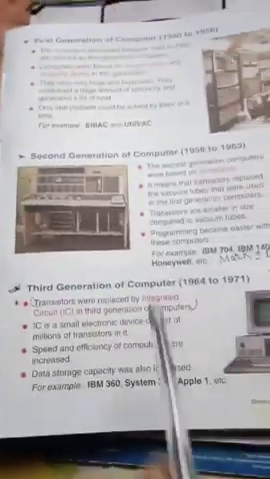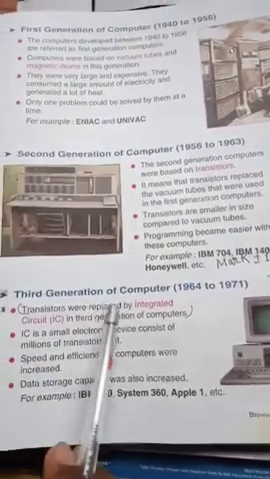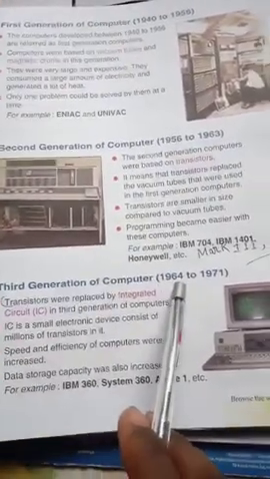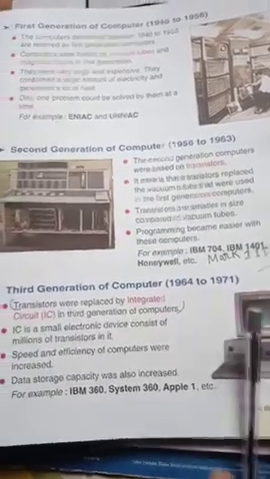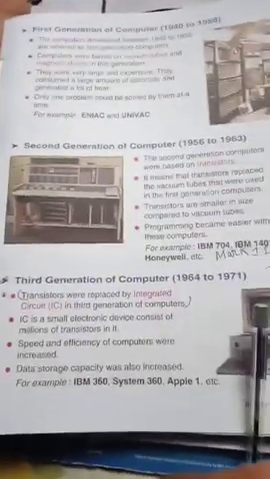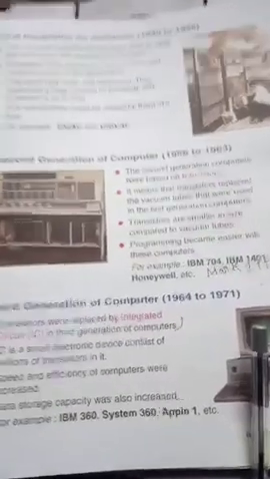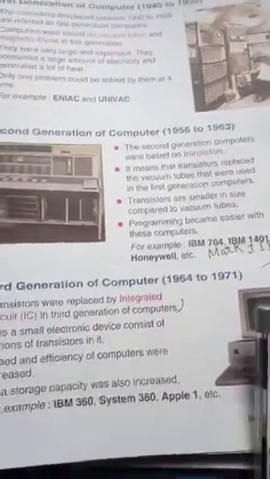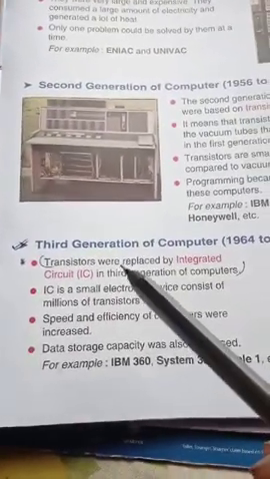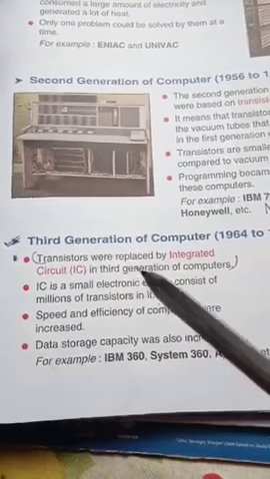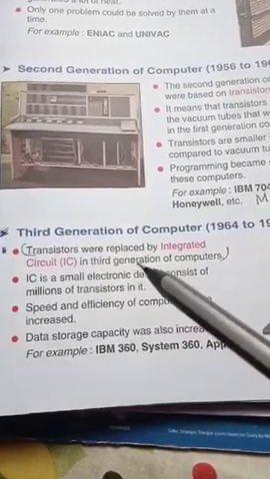These are examples of second generation of computer. Next one is third generation of computer. The time period was 1964 to 1971. Their main feature was that they used integrated circuits, that is IC, also called a chip.